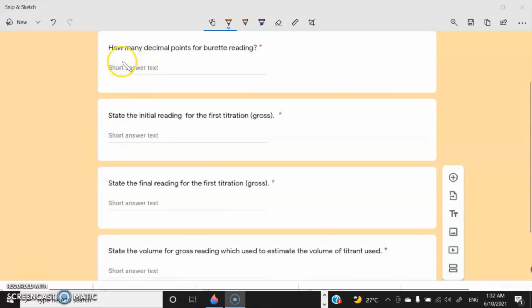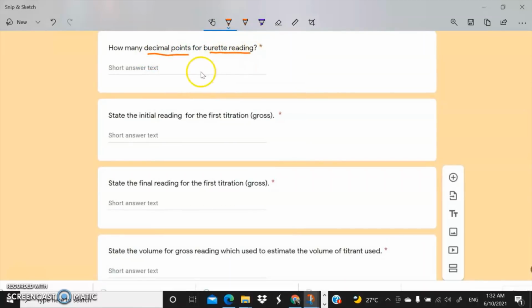Now let us answer this question. How many decimal points for burette reading? Just now we already discussed that the decimal point for burette reading is 2. State the initial reading for the first titration. First titration means the gross reading. So for the gross reading, what is the initial reading? 2.50. Let us see the following question. State the final reading for the first titration, gross. So just now what is the final reading? 12.80.